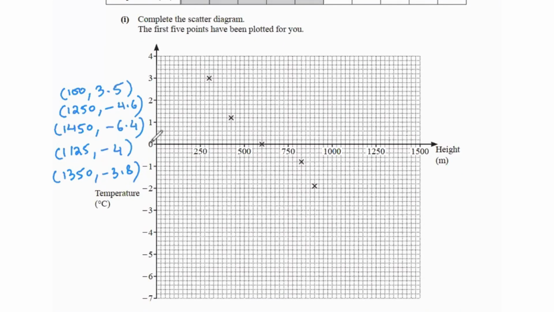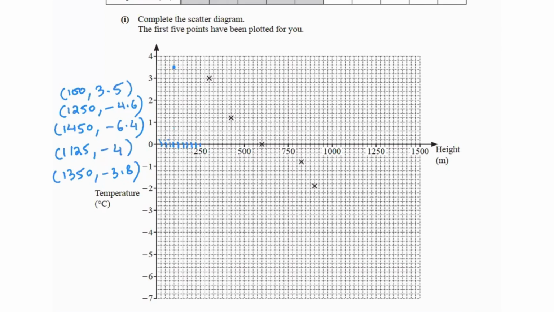So 100 and 3.5. 1, 2, 3, 4, 5, 6, 7, 8, 9, 10. So there are 10 divisions between 0 and 250. That means one small box represents 25. So 1, 2, 3, 4, that's 100. And 3.5. That's our first point.